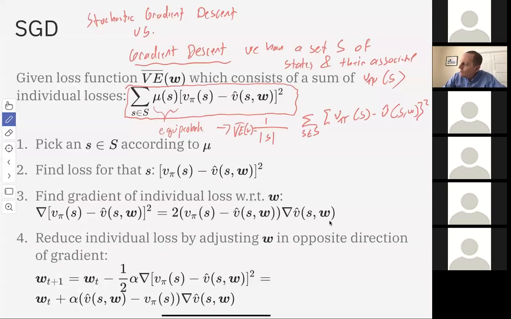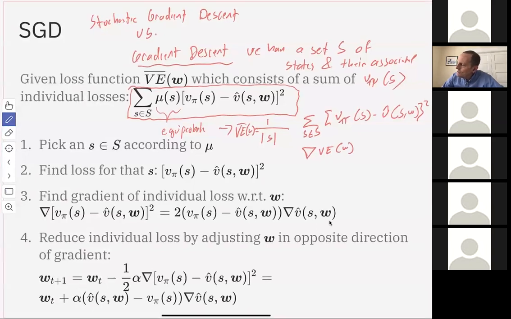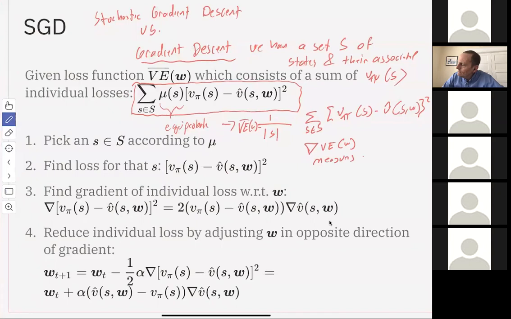Okay. So if we look at the gradient of VE of W, what, Julius, does that measure? So this measures what? The gradient of VE. What are we trying to do to VE? Increase it or decrease it? It's a loss function, so we want to decrease the loss. We want to decrease it, that's right.